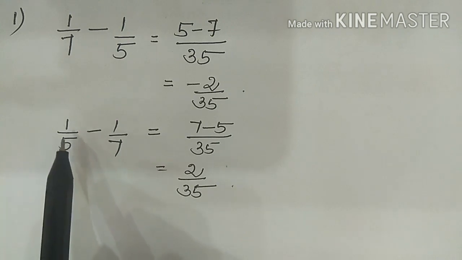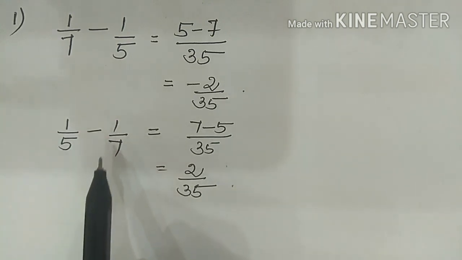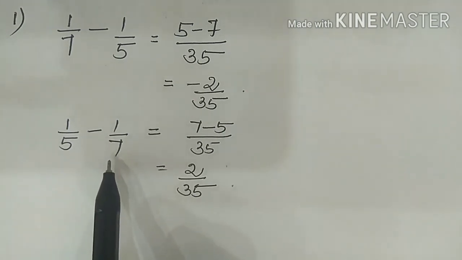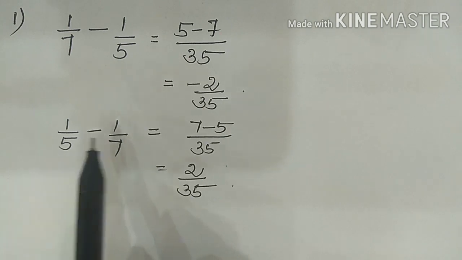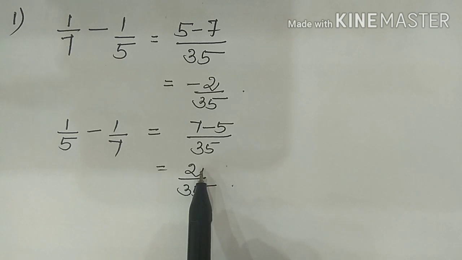Let's say that 1 by 5 comes first. So 1 by 5 minus 1 by 7. That means I'm subtracting 1 by 7 from 1 by 5. So the difference is, the denominator is 35. The numerator we get is 7 minus 5. The result is 2 by 35.